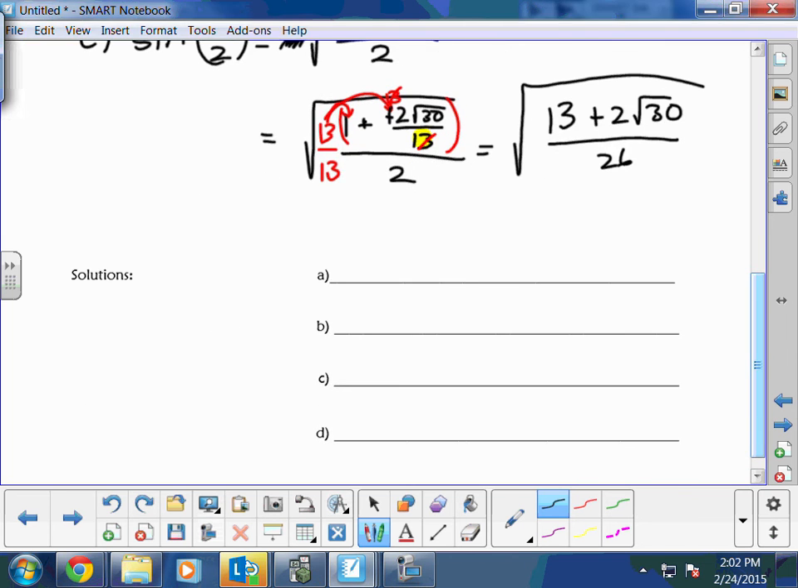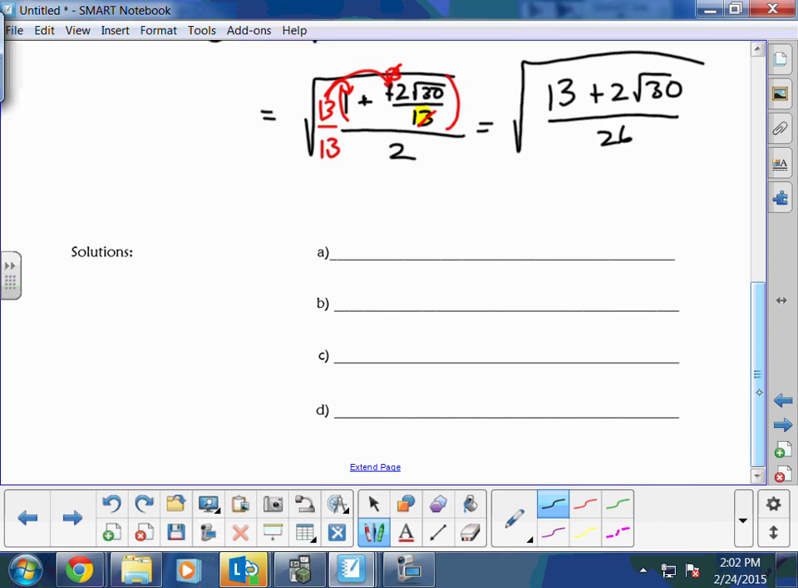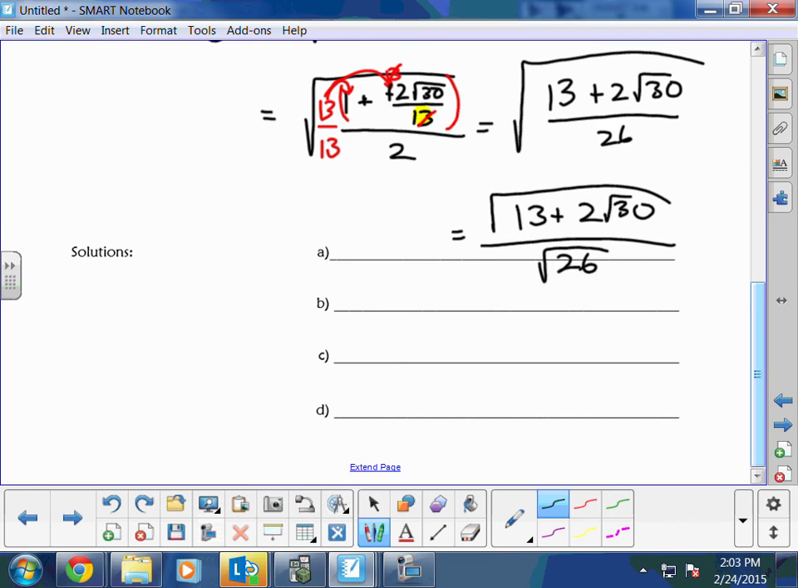I'll go ahead and break up the square root. If you bear with me for a second, I'm actually going to write over these solutions because I don't want you to lose sight of what's there. Square root of 26. I can't keep that as a square root, so I'm going to multiply top and bottom by square root of 26.